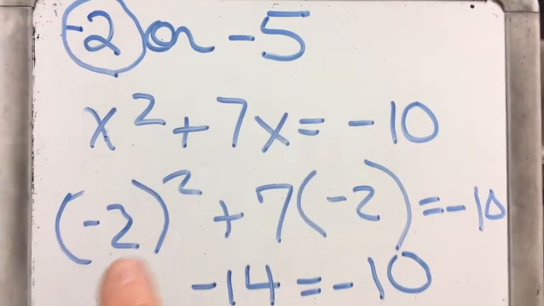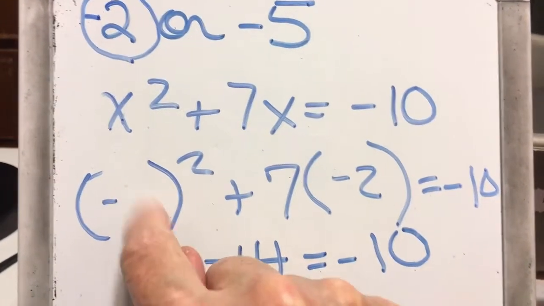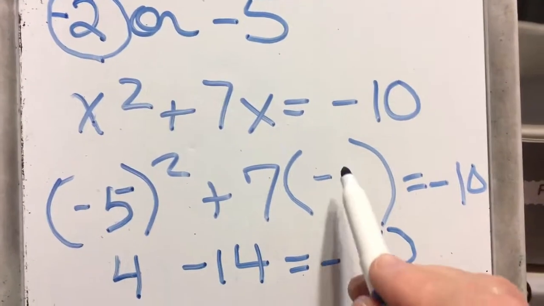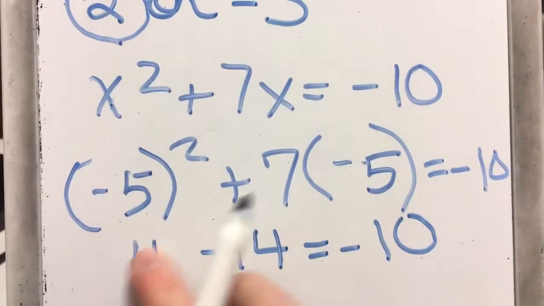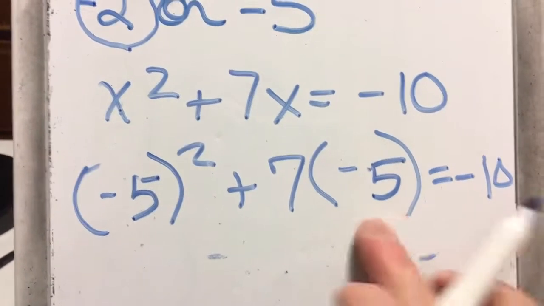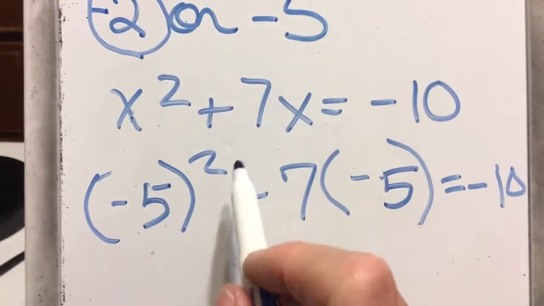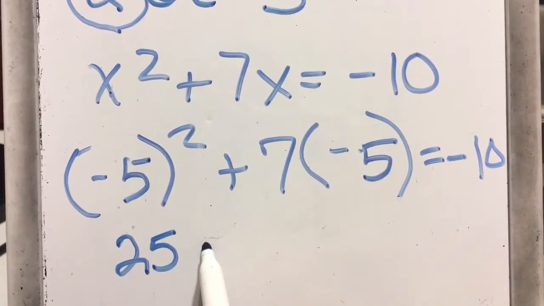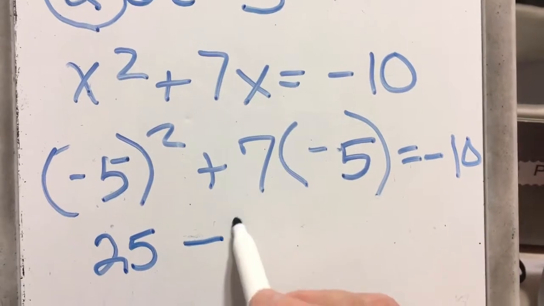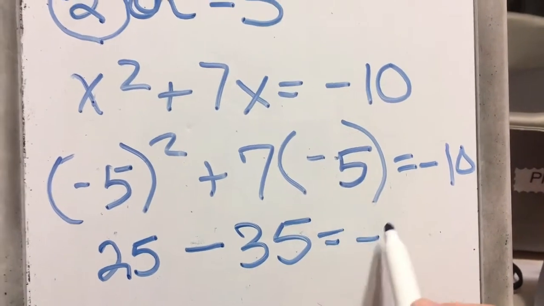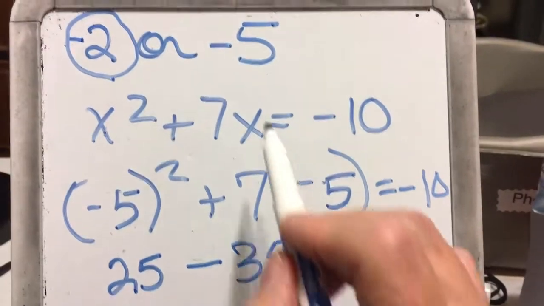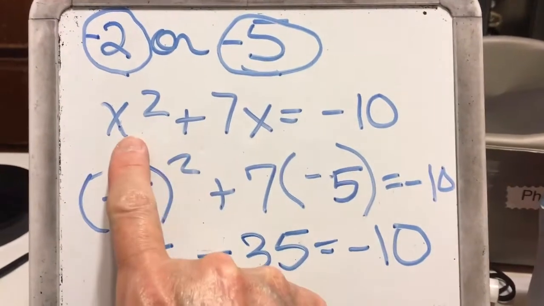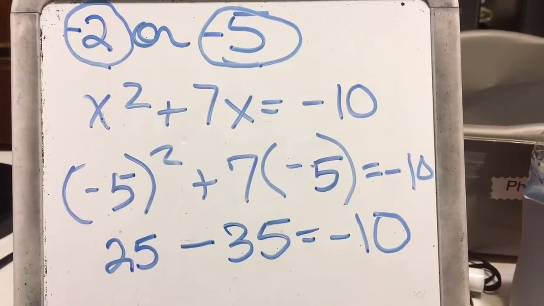So now let's take our negative 5 and let's plug it in here. And plug it in here. And let's get rid of all this. So we end up with 25, negative 5 times negative 5 is positive 25, minus 35 is a negative 10. And that is true. So we have two roots for that equation, and it's quadratic. So it's allowed to have two roots, and we found them.